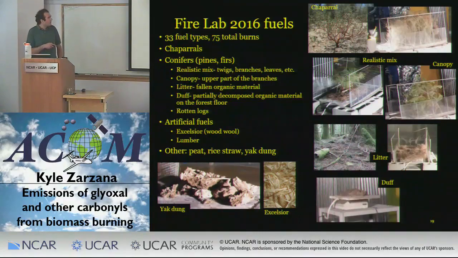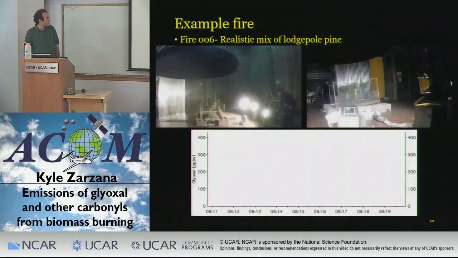We also did single component burns, so canopies, just the upper part, litter burns, duff. Duff is halfway between dirt and plant, basically. And then we also did a couple of rotten log burns. Did a few artificial fuels like Excelsior, which is these long, thin strips of wood that are used for packing or insulation. Did one untreated lumber, and then a few other ones such as peat, rice straw, and yak dung.